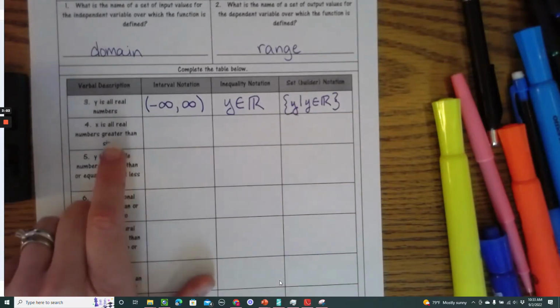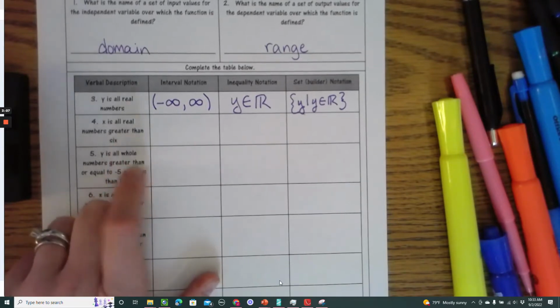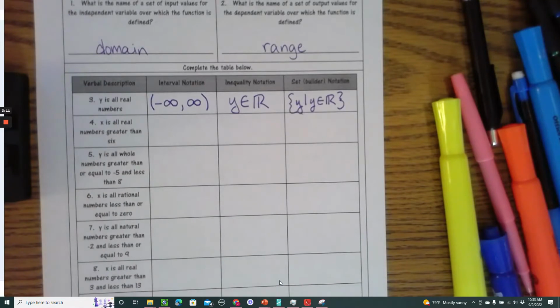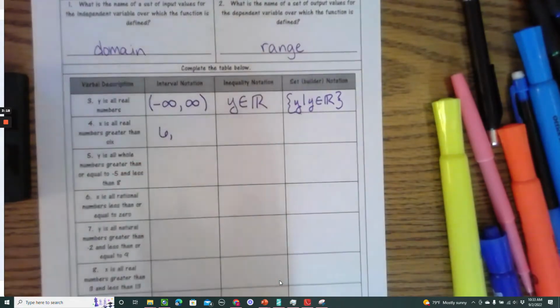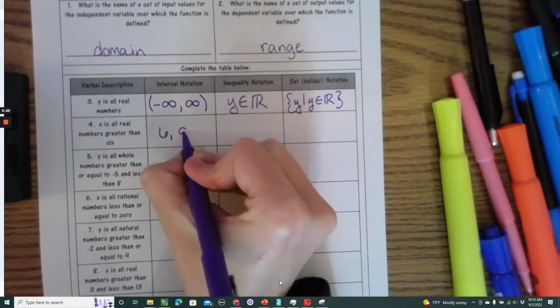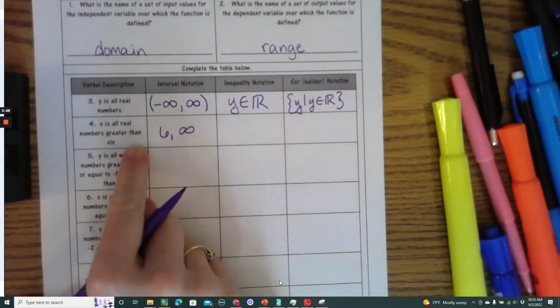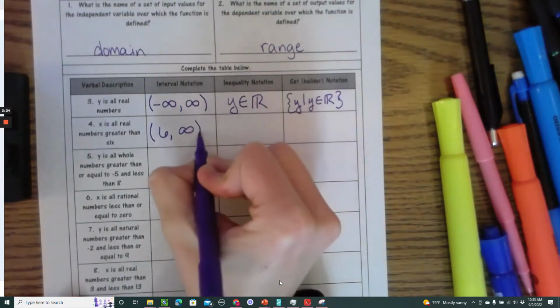All right, so if we say X is all real numbers greater than 6. So where's my starting point then? 6. So we're starting at 6. And then where's my end point? Infinity. Now we have to decide, do we do parentheses or do we do brackets? So if it says greater than, we do parentheses. And then infinity always gets a parenthesis.